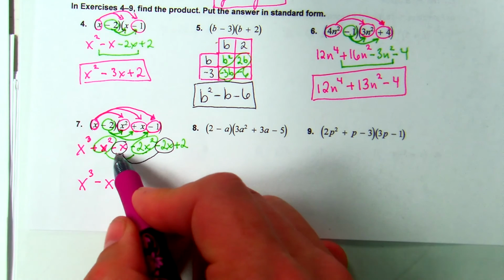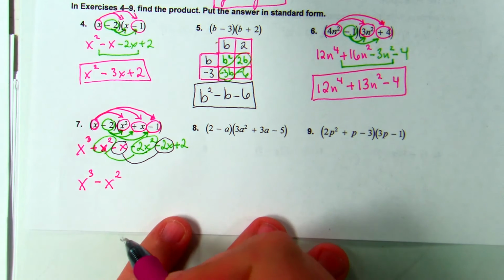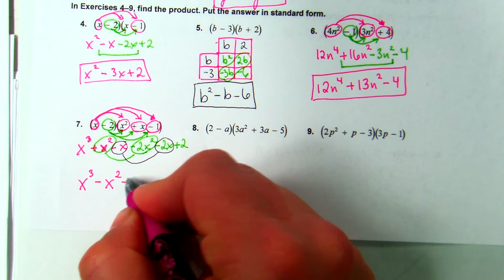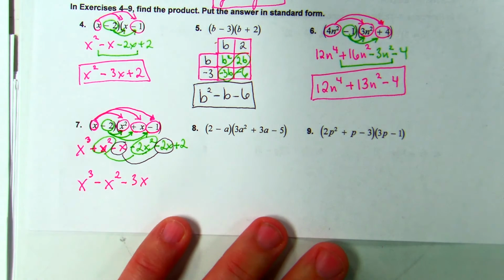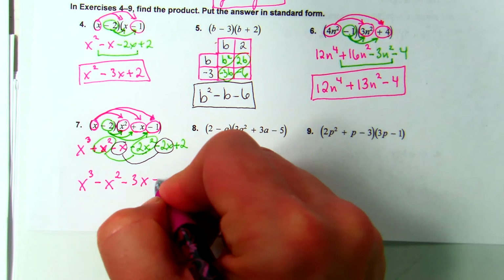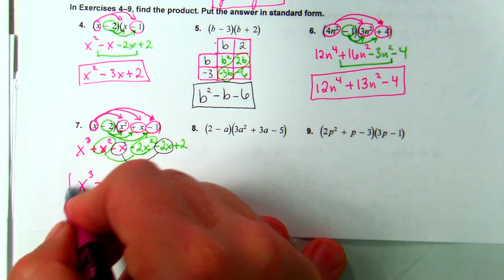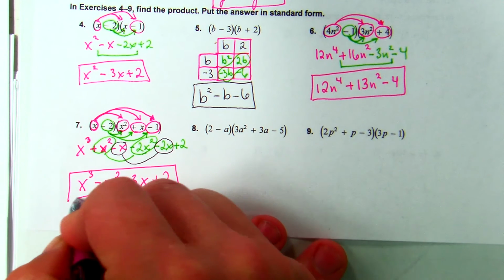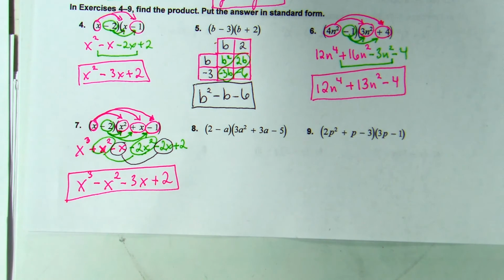I've got negative x and negative 2x. That gives me a negative 3x. And then I've got the constant of positive 2. So my final answer should be x cubed minus x squared minus 3x plus 2.